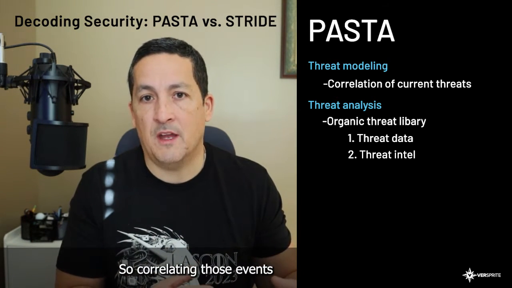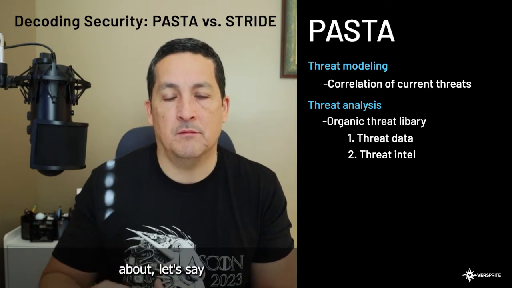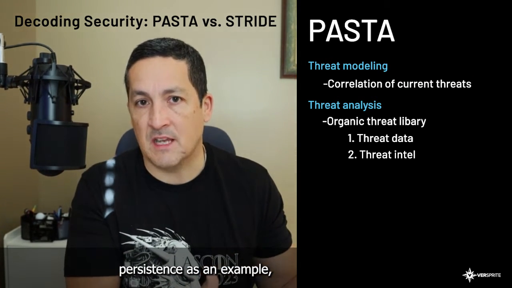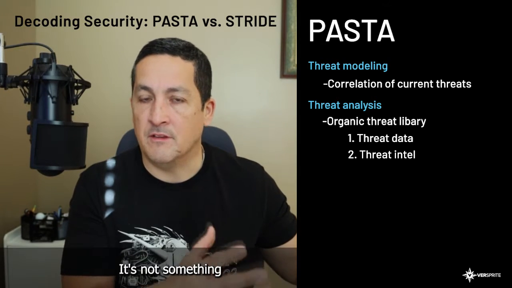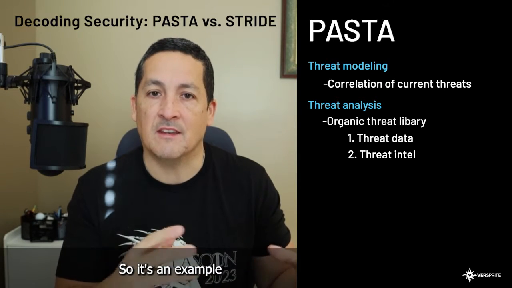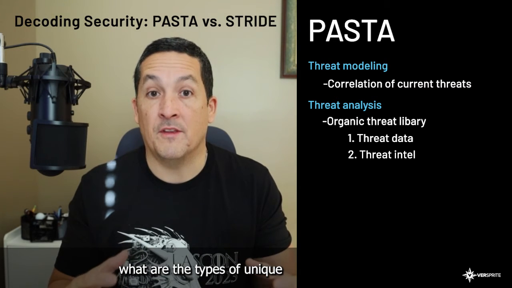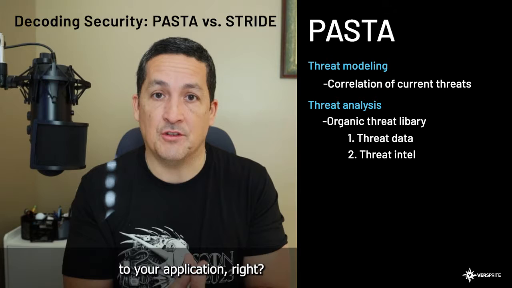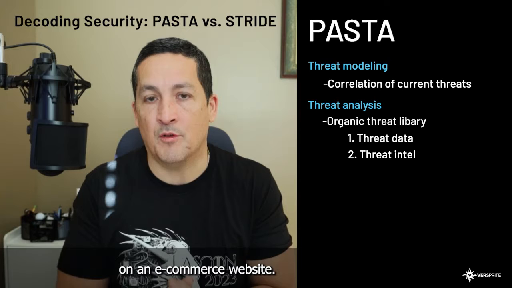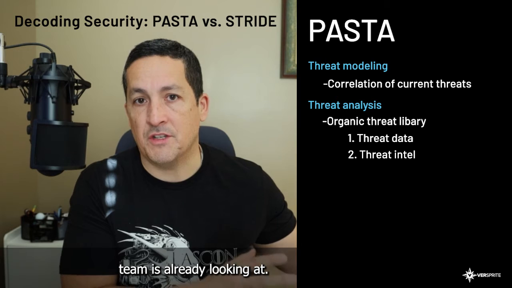So you correlate those events and ask your operation team members, hey, I'm concerned about, let's say, denial of service, or I'm concerned about persistence, right? Persistence, as an example, as a threat, is not something that you can fit into STRIDE, right? So it's an example where you want to look at your application model and think about what are the types of unique threats to your application. That may not be the same as the other retail application that's out there on an e-commerce website. But threat data is all the alerts that your security operations team is already looking at.